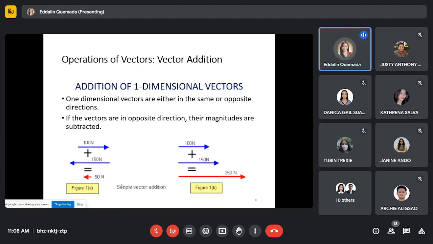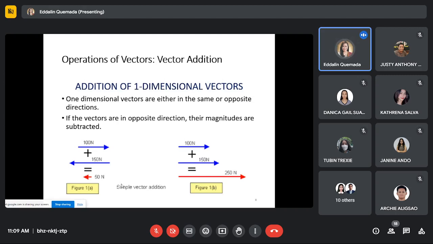So ang overall sum or ang resultant vector niya would bear the same direction of the second vector, which is heading to the left. Same as if we put this into an equation, 100 newtons plus negative 150 newtons. The answer for that is negative 50 newtons. That negative there means that the direction of that given vector is heading to the left or west.